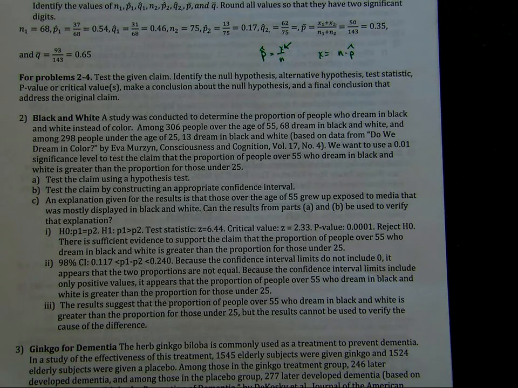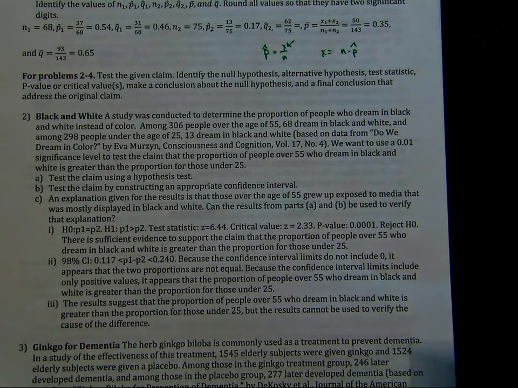So the first thing you're asked is to test the claim using a hypothesis test. B, test the claim by constructing an appropriate confidence interval. And finally C, an explanation is given for the results, so explaining it. Can the results from part A and B be used to verify that explanation? Okay, so bear with me, I wrote this out to try to make it a little easier for you.